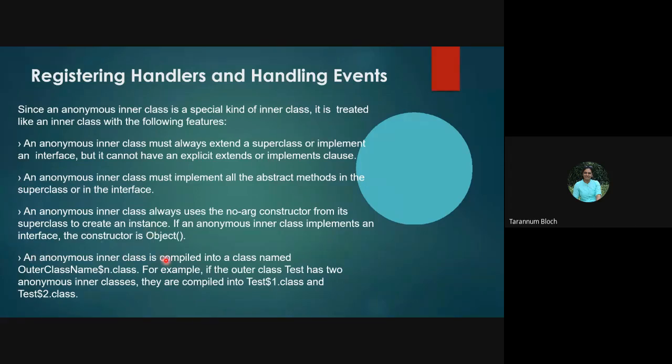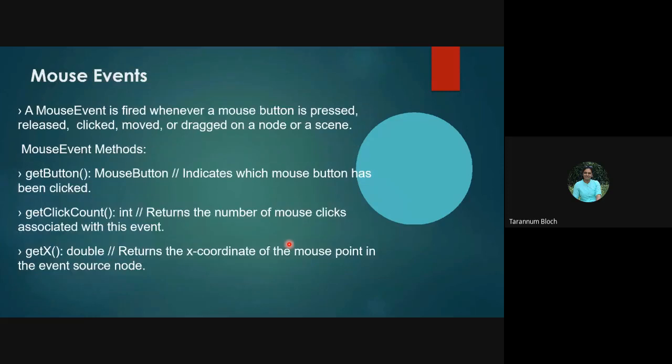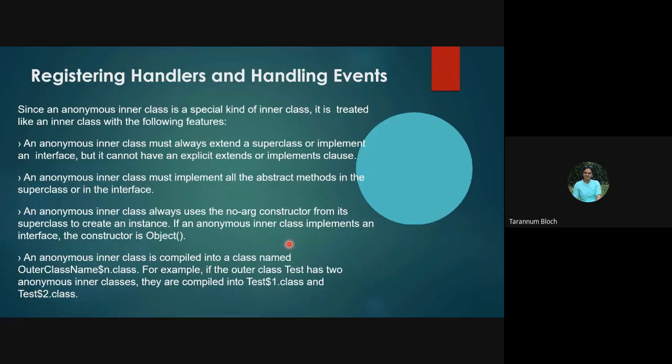An anonymous inner class is compiled into the class name, that is, we have to write outer class dot class. So for example, if you have two different classes, right? Suppose that outer class is Test and it is having two anonymous inner classes, then they have to be compiled into Test1 and Test2. You have to compile both with the name of the outer class. Fine. So this is about registering and handling the events with the help of the inner class and anonymous inner class.